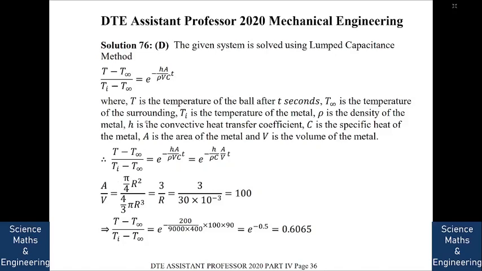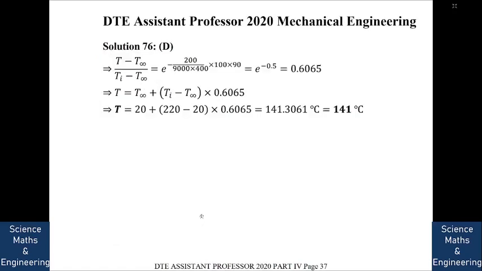So from here we can determine A by V. As it is a sphere, it is 3 by R, so it becomes 100. If we put all these values here, we can find the value of T, which is equal to 141 degrees centigrade.